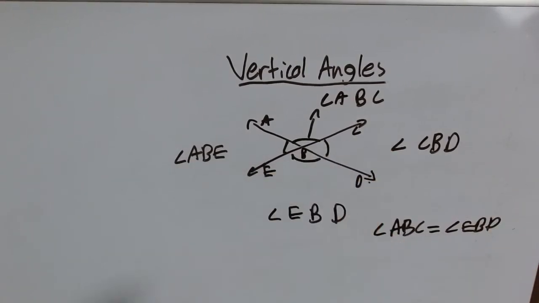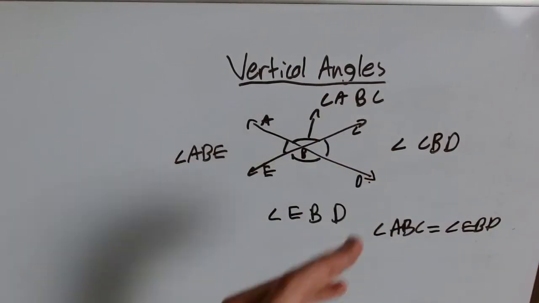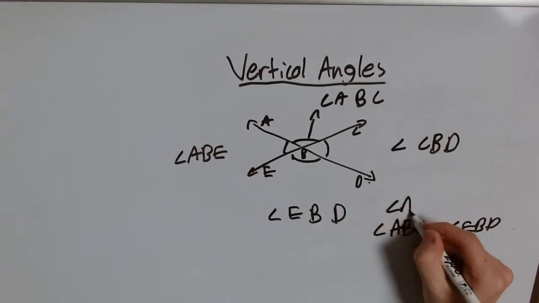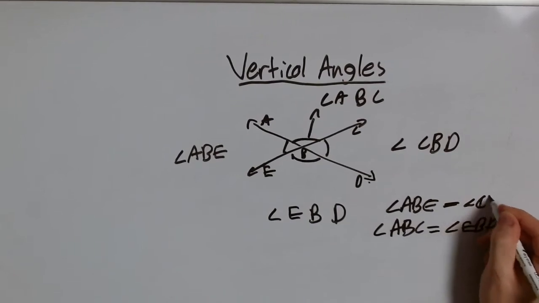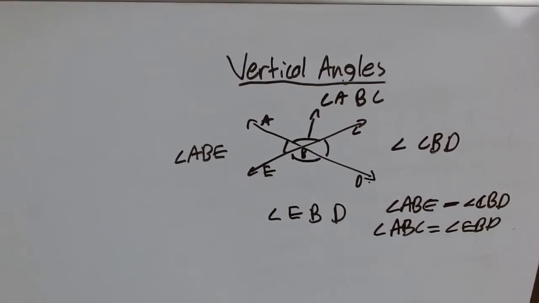ABE and CBD are opposites. One's on the left, one's on the right. Means ABE is equal to CBD. Now, why on earth is that? Why does this work the way that it does? That's a great question. And we're going to prove it.